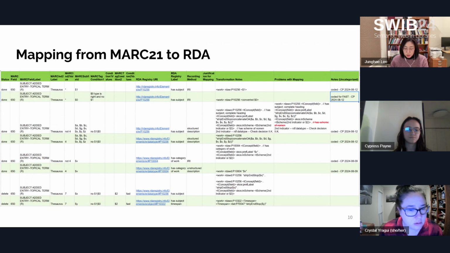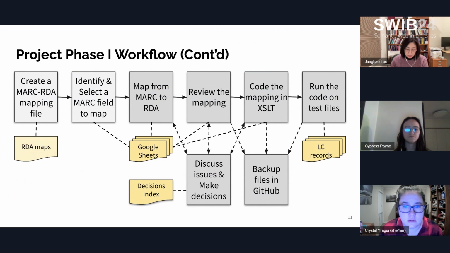This Google Sheets shows the MARC to RDA mapping for the 650 subject heading field. Once a member completes the mappings for the field, another member reviews them and marks them as done. We spend most of our weekly meetings discussing issues related to mappings and making decisions, sometimes through voting if we couldn't reach a consensus.